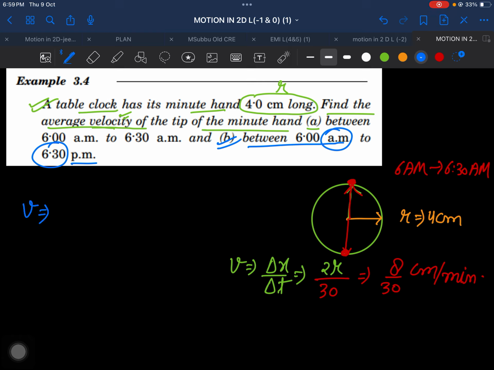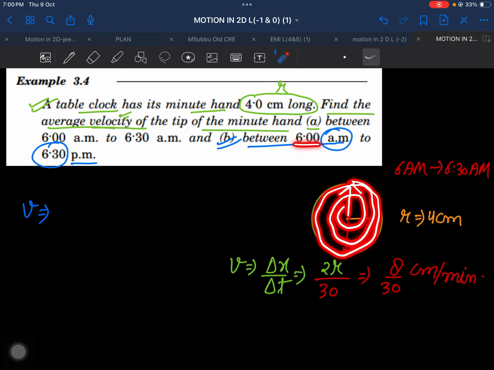So where will be the minute hand? Where will be the minute hand at 6 a.m.? It will be in this direction, right? So at 6:30 p.m., from 6 a.m. to 7 a.m., to 8 a.m., 9 a.m., 10 a.m., 11 a.m., again 12, and 1, 2, 3, 4, 5, 6. This will be here, right?